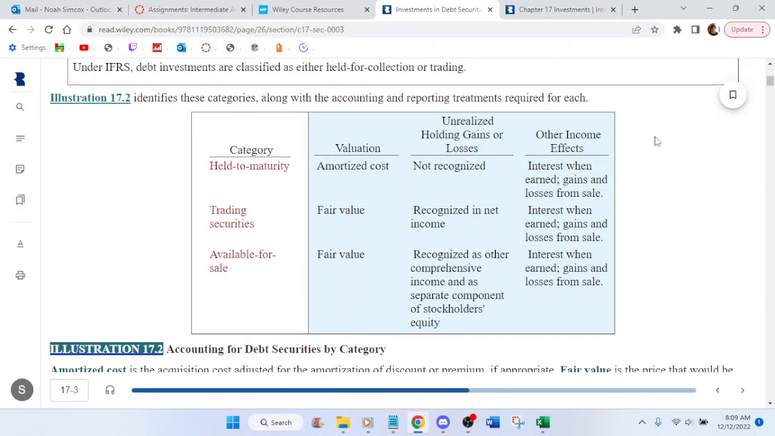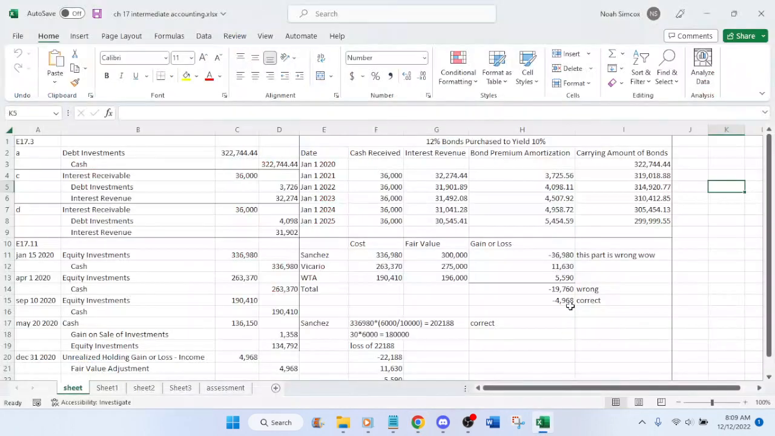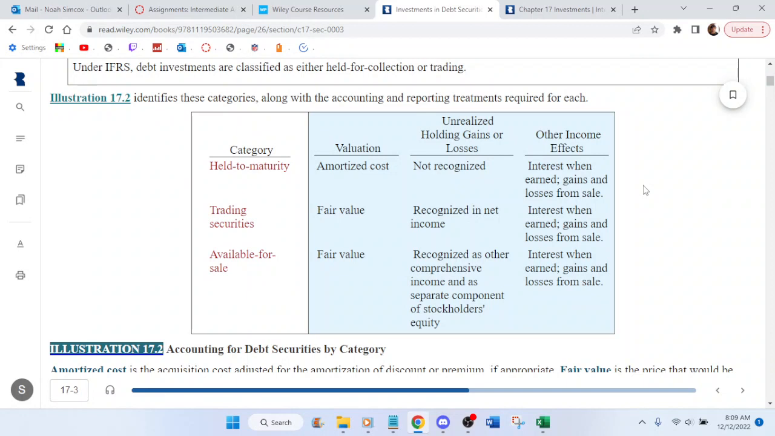We have different types of debt investments. We have held to maturity, trading securities, and available for sale. If we have held to maturity, you use amortized cost. And you know how you calculate amortized cost? Using this thing here. Held to maturity is going to be amortized cost, unrealized holding gains or losses not recognized. Available for sale security, fair value, unrealized holding gains or losses will be recognized as other comprehensive income.